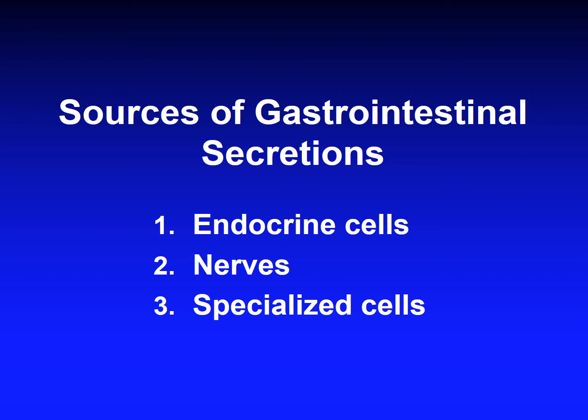Nerves are the second source of secretions, enteric neurons, namely. Specialized cells. And the specialized cells, I will be talking about 5 of them to be specific. 5 specialized cells in the gut that will produce 5 hormones. We will be talking about them extensively.